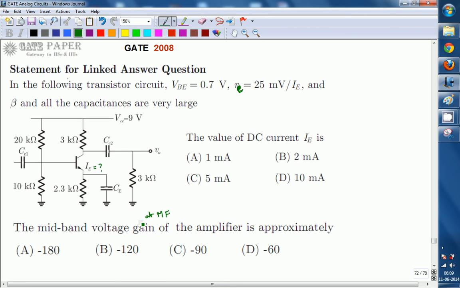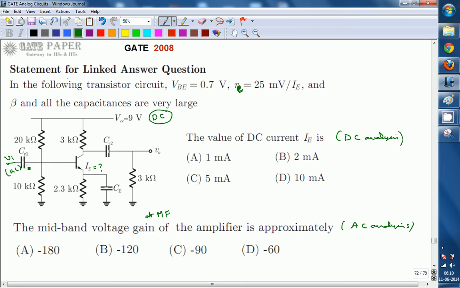The value of DC current can be calculated using DC analysis, whereas midband voltage gain can be calculated using AC analysis. Because the circuit is given with a DC source, and here you are giving an input signal VI, which is an AC source. So the circuit is composed of two sources, one DC voltage and the other an AC input voltage. Whenever a circuit consists of two or more sources, the overall response can be calculated using the superposition theorem.